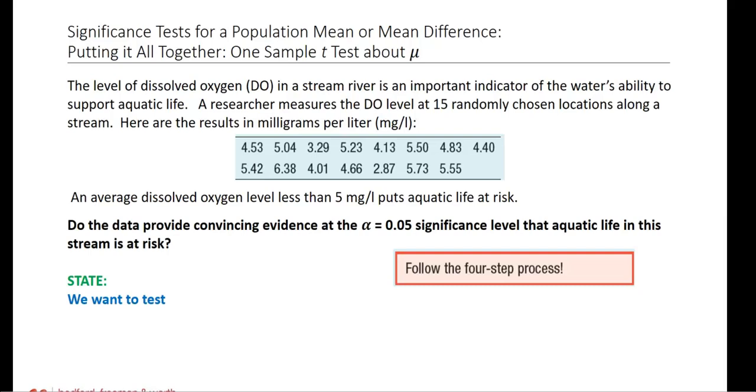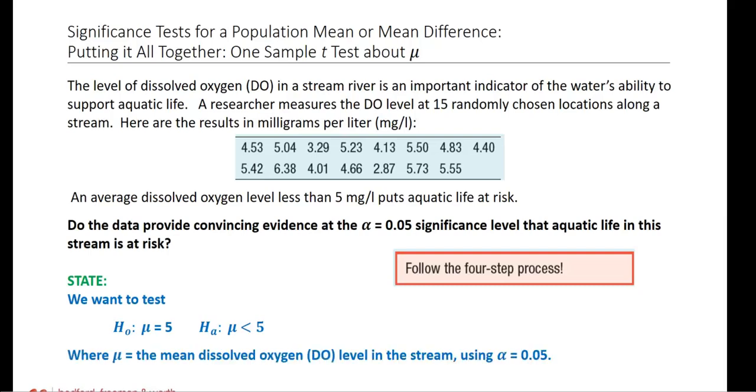Sorry, the null is going to be, where does it say that? Oh, so anything less than 5. So the null is that mu is 5, right? The mean DO level is 5, but they do think less than. So the alternate is less than 5. And again, they said the mean DO level in the stream, with an alpha level of 5%.